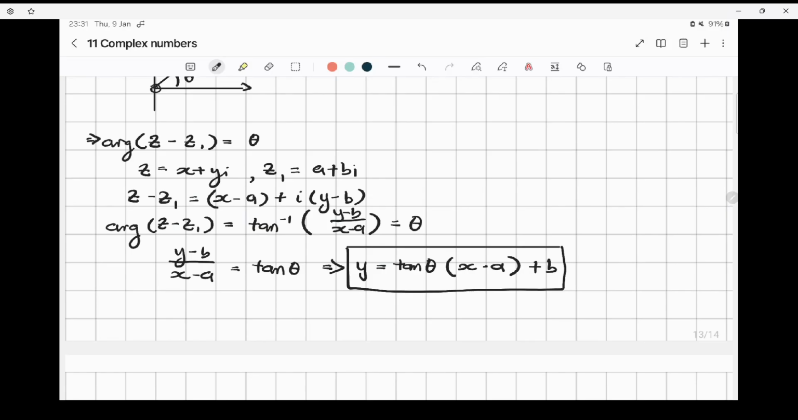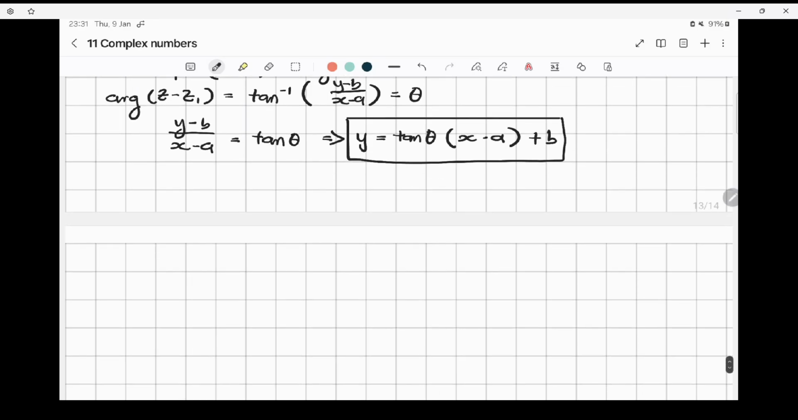So in terms of diagram, how would you draw it? Basically, what you need to do is to identify where is your point (a, b). So let's say your point (a, b) is here. This is Z1.